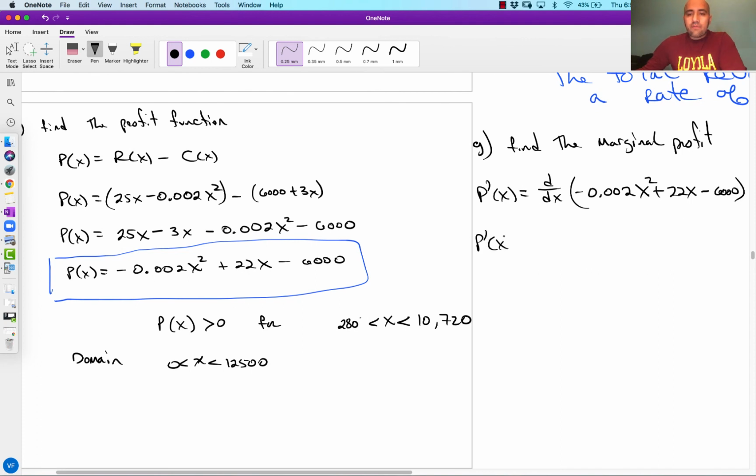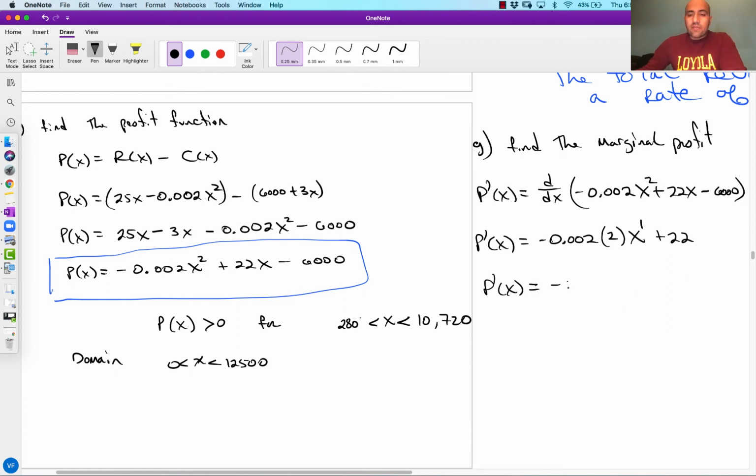So P prime of X is going to be equal to negative 0.002 times 2, the power of X to the power of 1, right? Bring the 2 out in front, subtract 1 from the exponent, plus 22, so bring the 1 out in front. 1 times 22 is 22. And then subtract 1 from the exponent, which means it's 0, which means it's a 1. And then the derivative of the constant is 0, so this is going to be it.